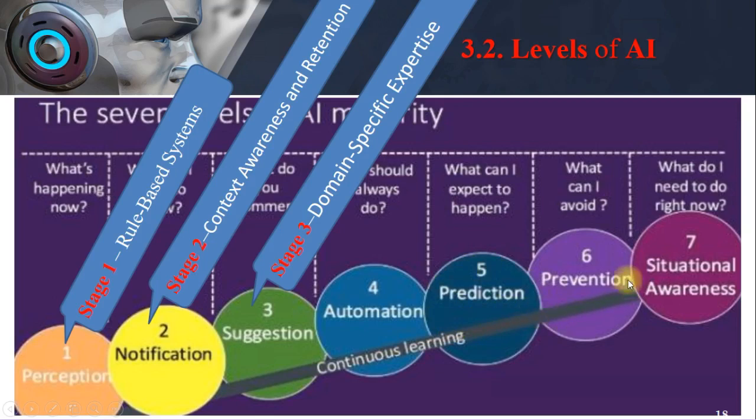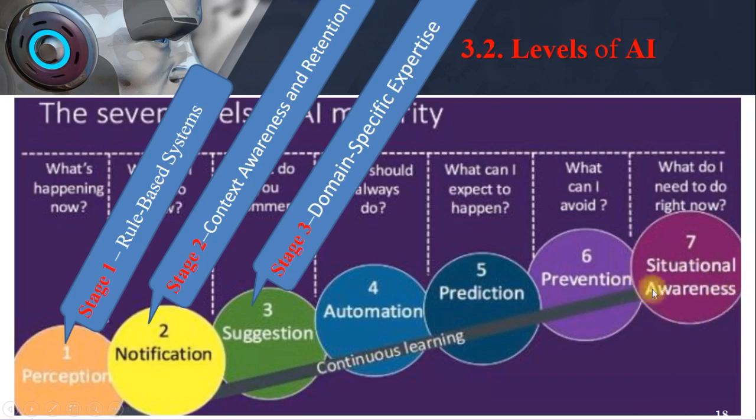The sixth one is prevention. The machines that can be categorized under this prevention or sixth maturity level try to answer questions like what can I avoid, what can I have, and the like. So they can have a prevention or protection ability. The last maturity level is situational awareness.